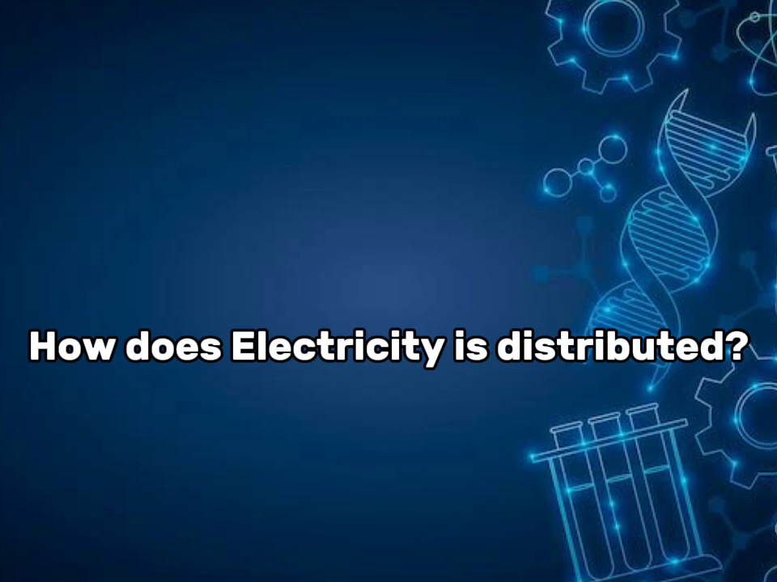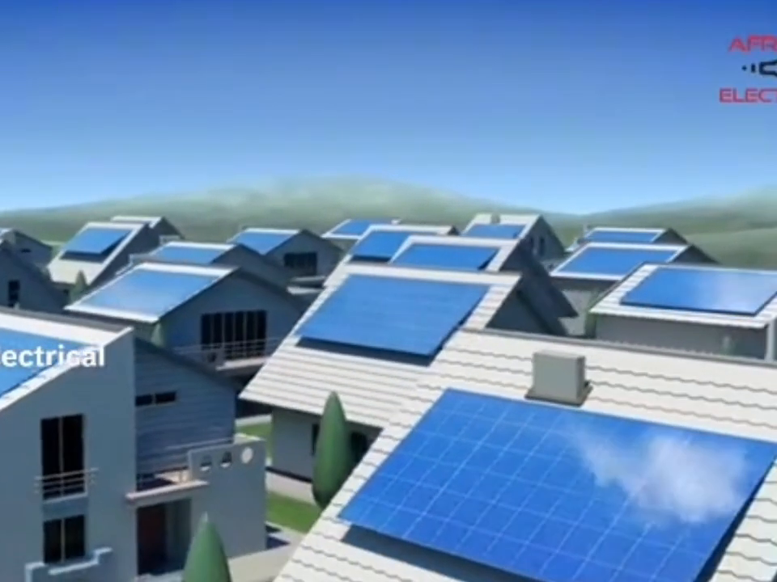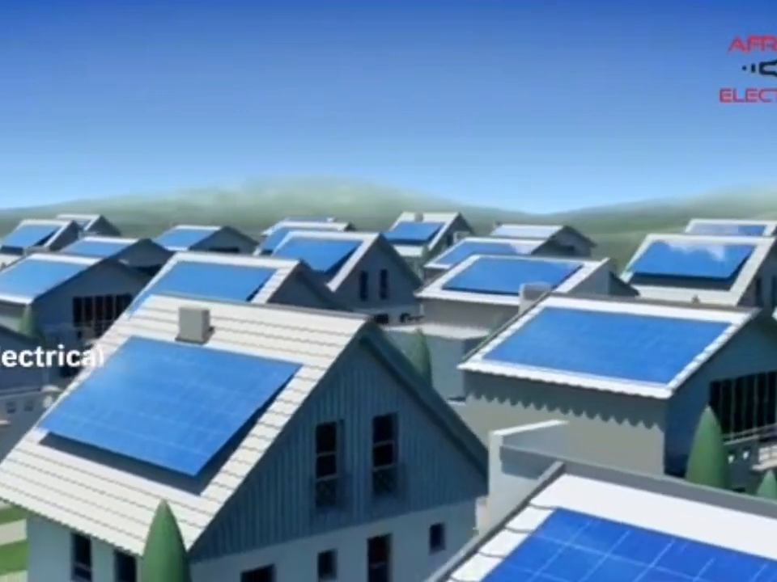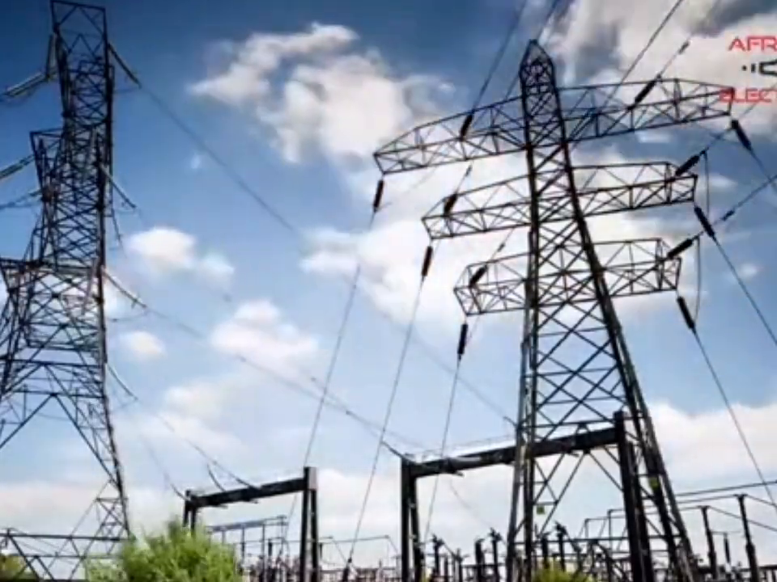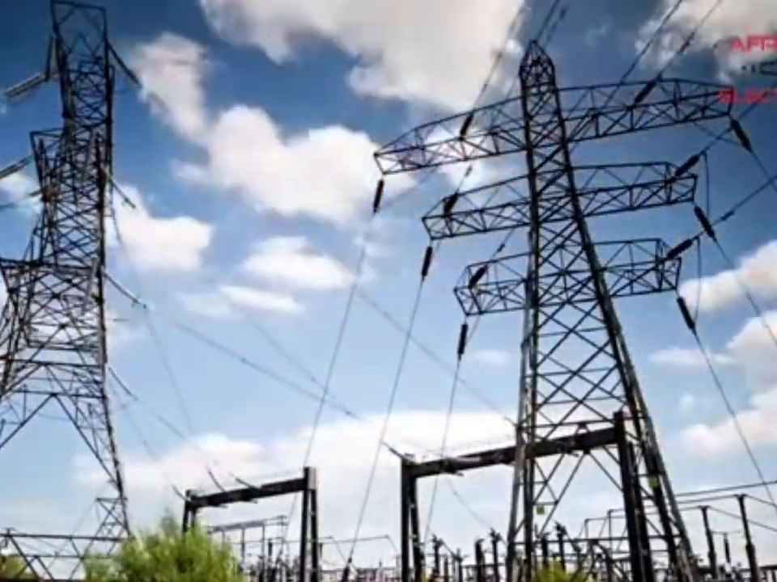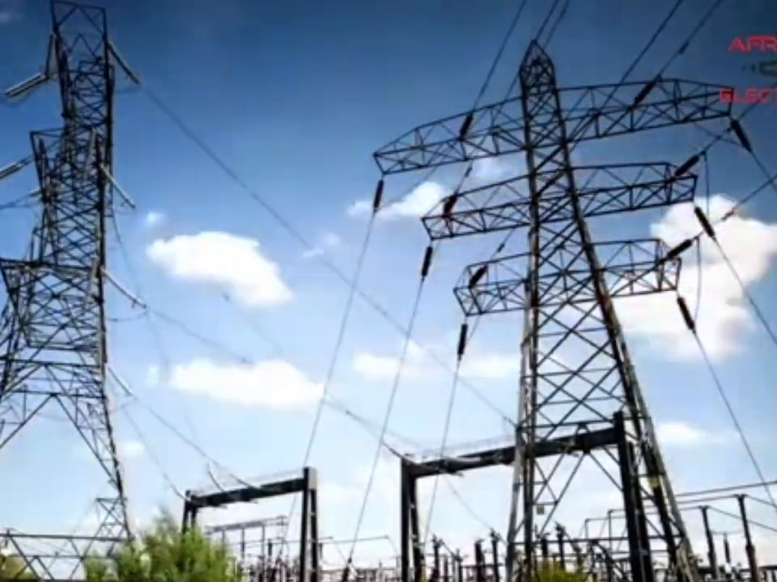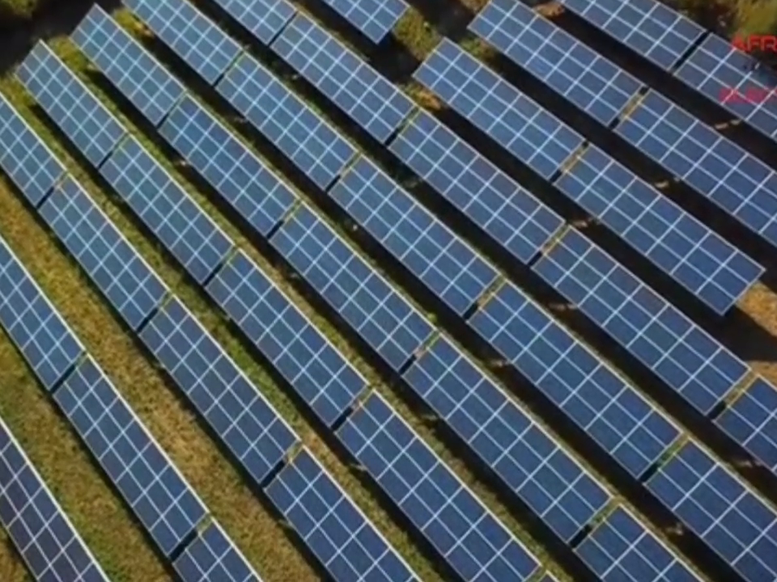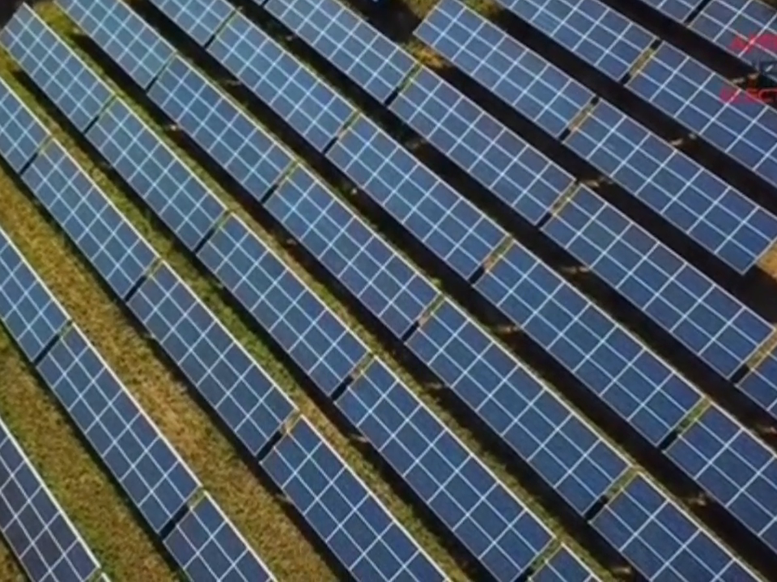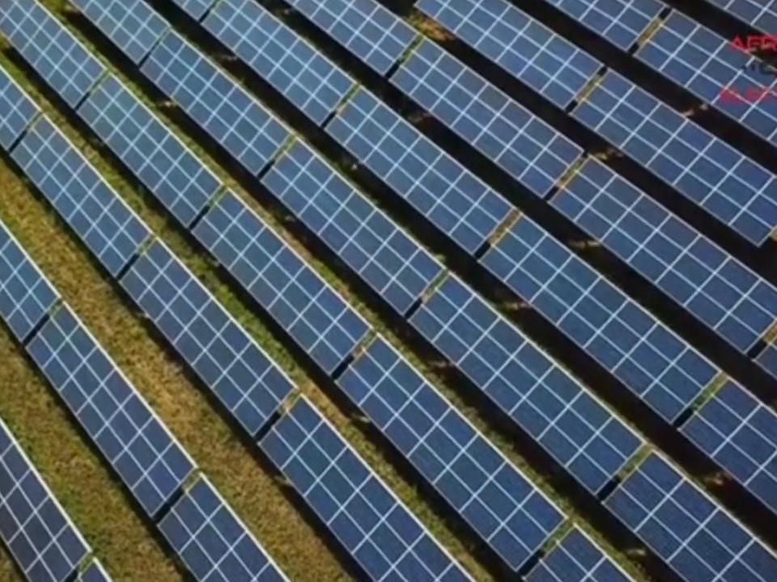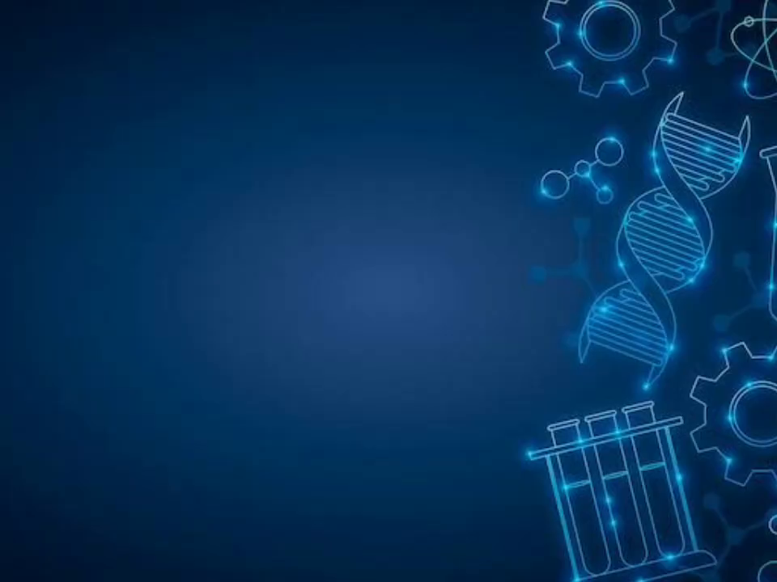How is electricity distributed? Electricity distribution involves delivering power from transmission lines to consumers through substations, primary and secondary lines, and distribution transformers. Key components include transformers, switchgear, protective devices, and conductors. Distribution systems can be radial, loop, or network types, each with varying reliability and cost.